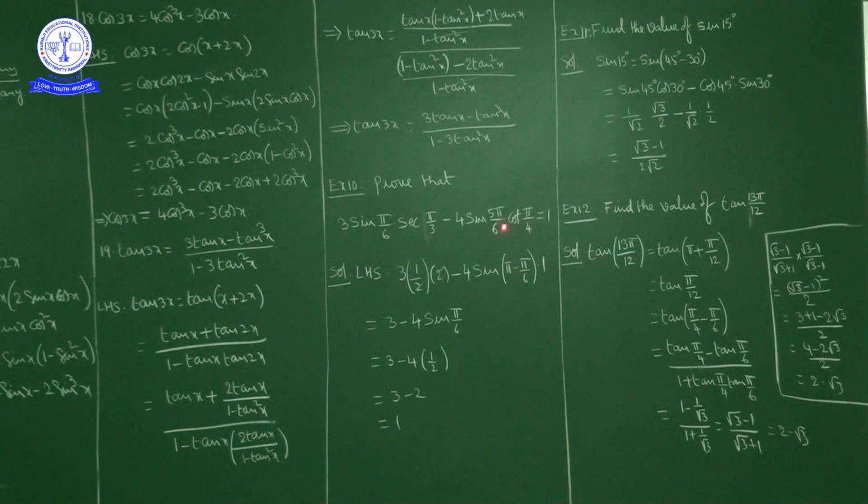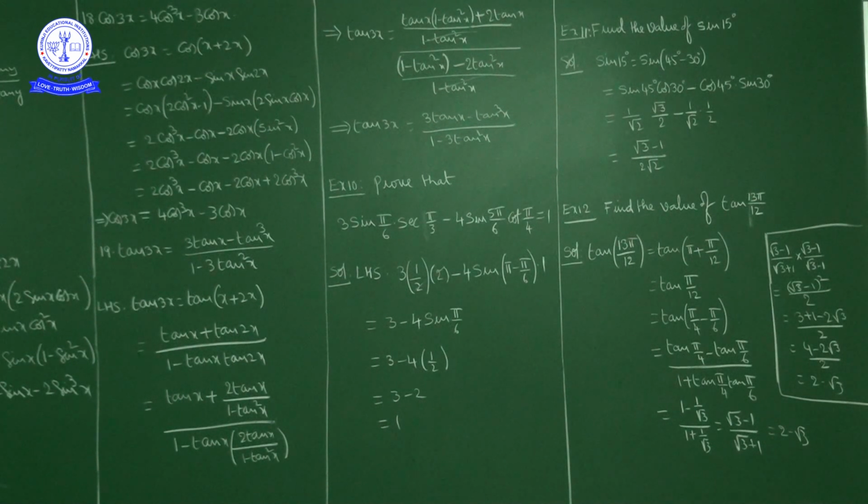Whereas sine 5 pi by 6 value is sine pi minus pi by 6. Sine 180 minus theta is sin theta. Sine pi minus theta is sin theta. So sine pi by 6. Okay. So 3 minus 4 into sine pi by 6. Sine pi by 6 value how much? 1 by 2. So 3 minus 4 into 1 by 2. So 2 cancel. 3 minus 2 is 1. That is what we have to prove.